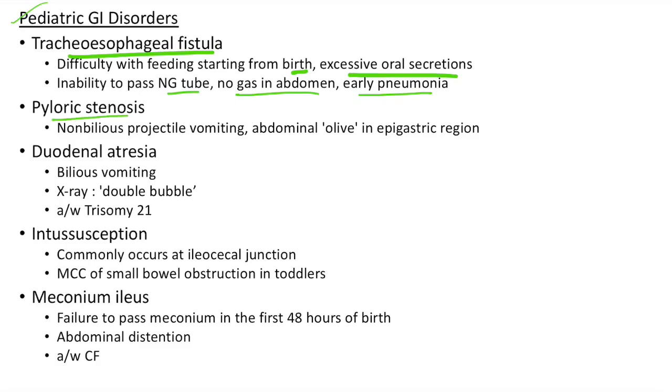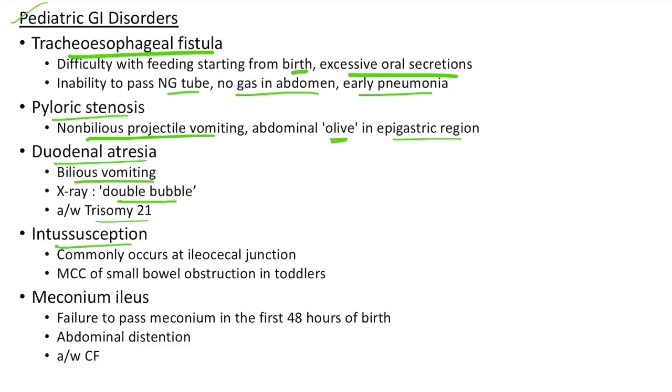Now let us see about pyloric stenosis. In this case, there is non-bilious projectile vomiting and abdominal olive in epigastric region. Now let us see about duodenal atresia. In this case, there is bilious vomiting. X-ray shows double bubble appearance and it is associated with trisomy 21.